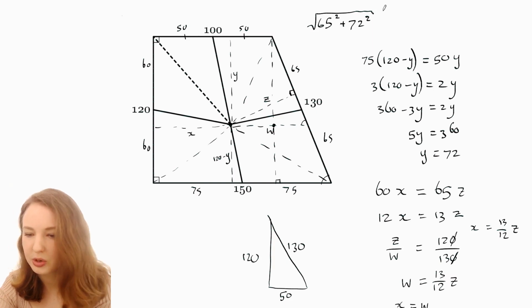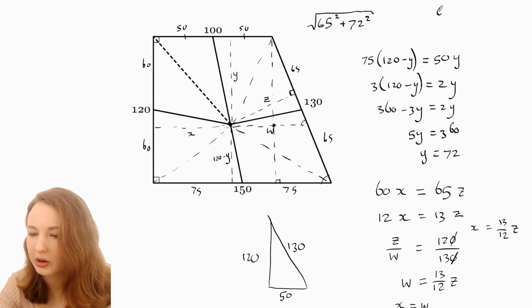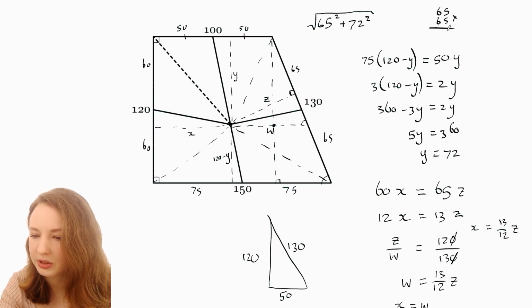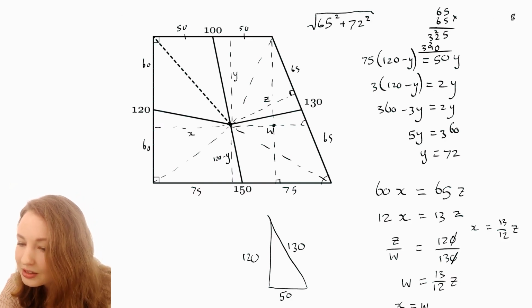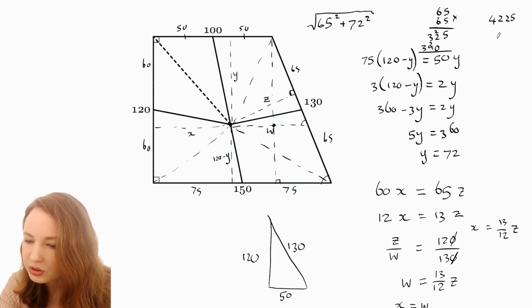So we just have to work that out. I don't think you're allowed a calculator on this one, so let's do that. 5 times 5 is 25, 2, and then 30, 36, 9. I should have left more space there. So that's 2. Okay, so 65 squared is that, and then 72 squared.